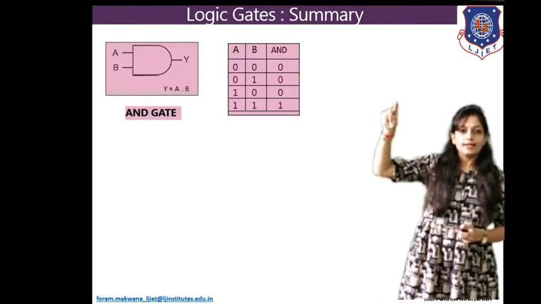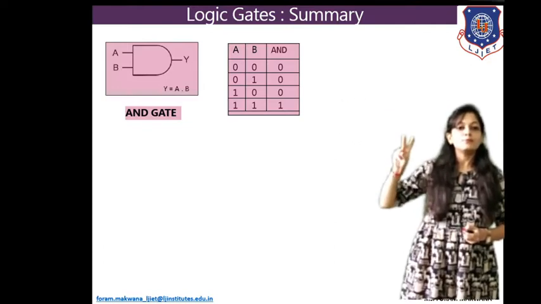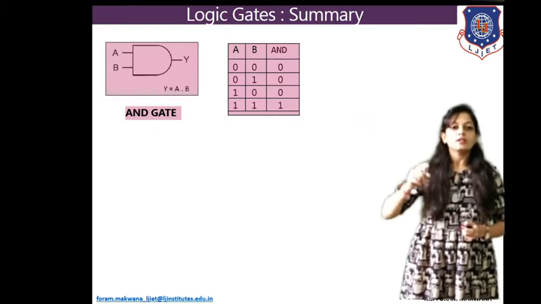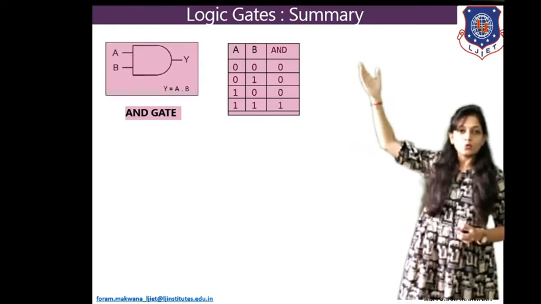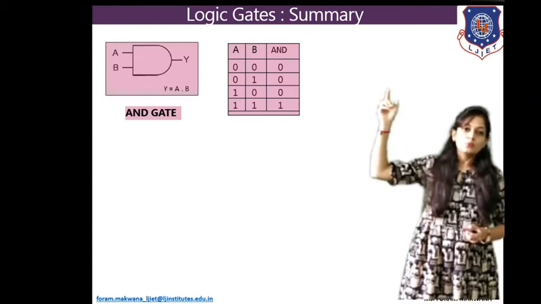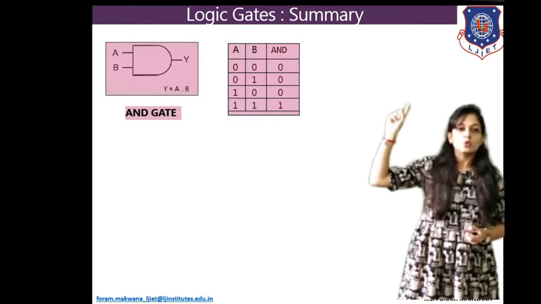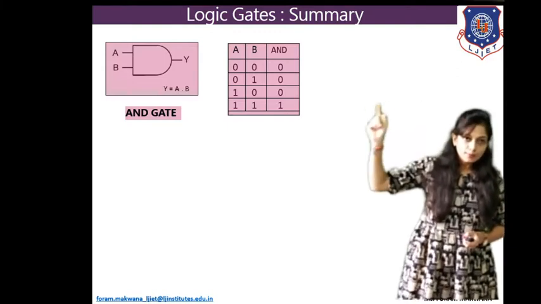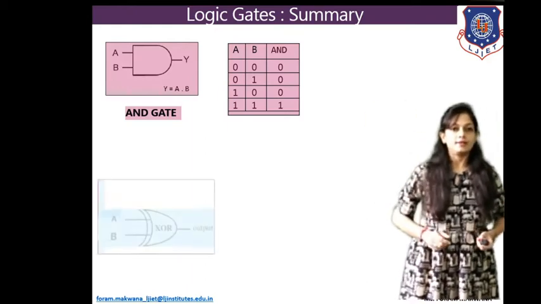Third case, A is 1, B is 0, output is 0. And when both the inputs are 1, then only we get the output equal to 1. So we can say that if any of the inputs is 0, then the output is 0. For the AND gate to give an output of 1, we have to apply a logic 1 to both the inputs. So this is the operation, symbol, logical expression and truth table of the AND gate.